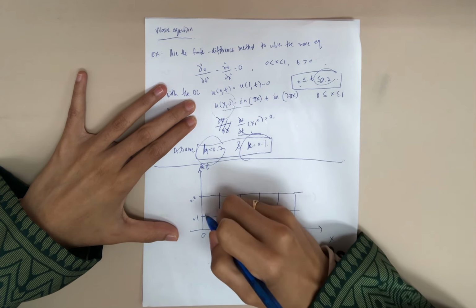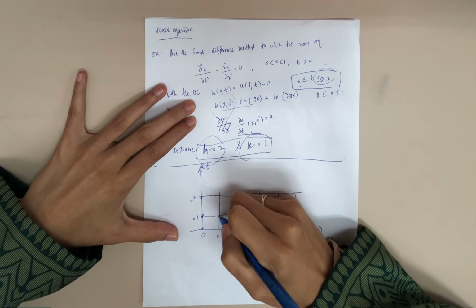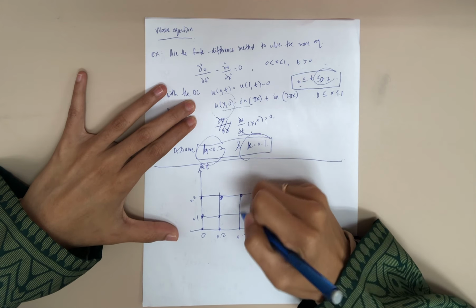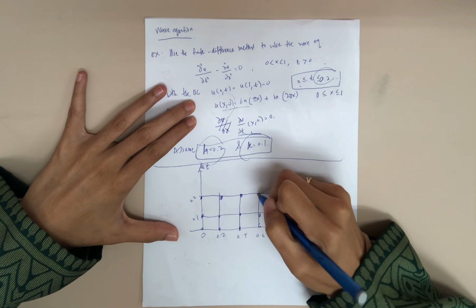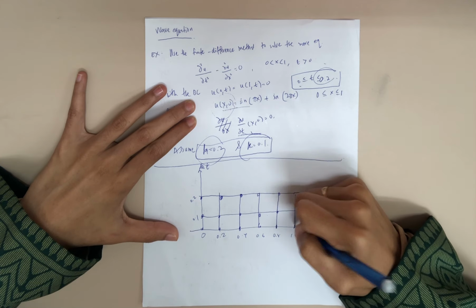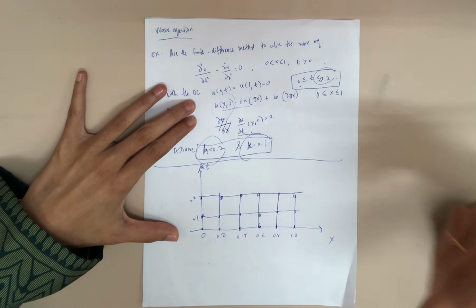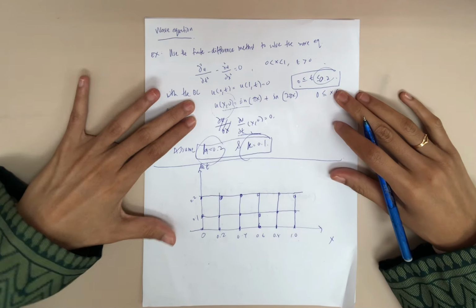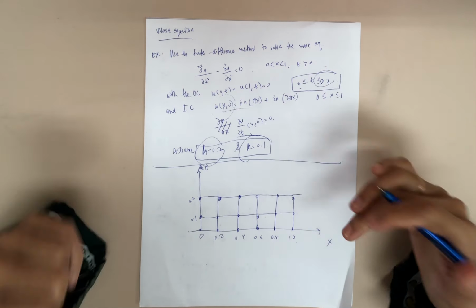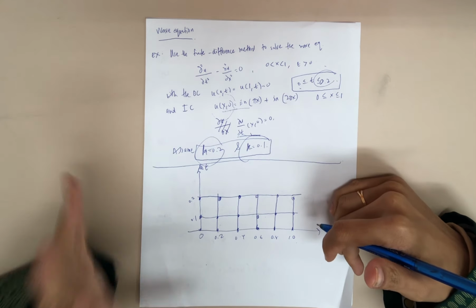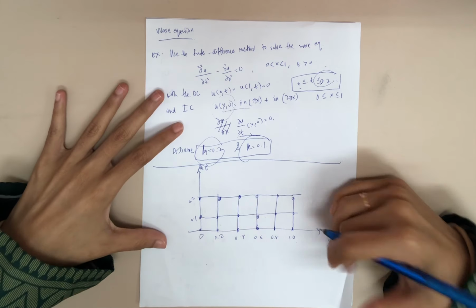Then you plot the point. It's similar to the previous example. Any equation will have similar steps: you sketch the graph, plot the points, and then find the value of each.